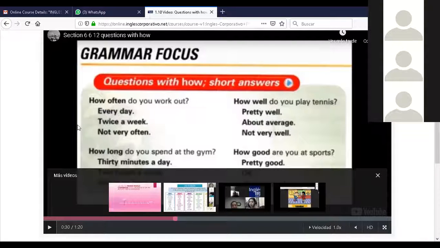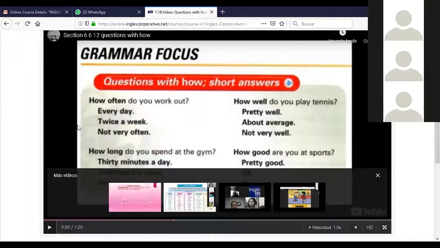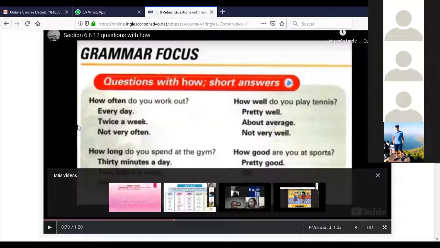So I'm going to break the rooms. Vamos a trabajar con esta imagen. Quiero que se hagan preguntas entre todos. Okay? Quiero que hagan respuestas cortas, nada más. Every day, pretty well, pretty good. Y necesito que si no saben cómo decir algo, if you don't know how to say something, ask. Hey, for example, Marlon, how do you say, ¿qué tan seguido vas a la playa? How often do you go to the beach? Ayúdense a hacer eso, right? Let's break the rooms.